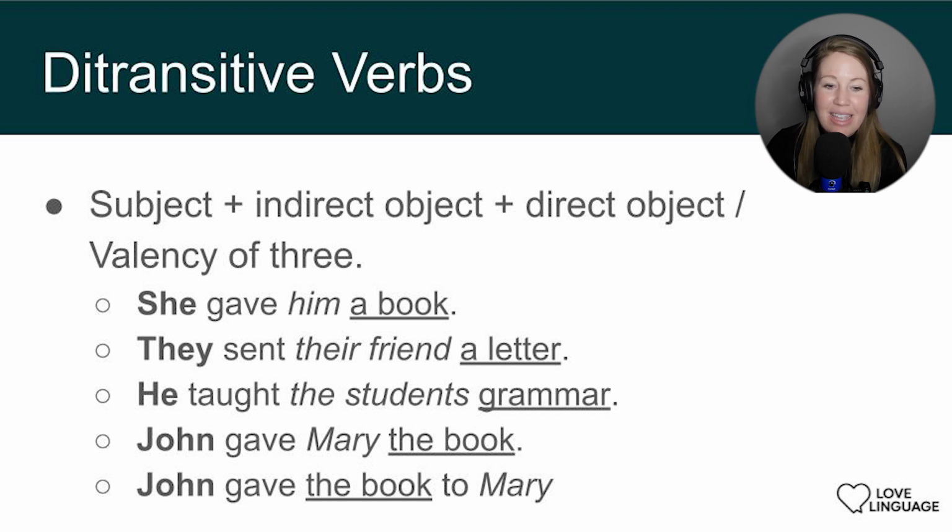Now notice the slightly different word order in the last example. John gave the book to Mary. Here the direct object comes first, followed by the indirect object, introduced with the preposition to. So this is just a different syntactic structure called the prepositional indirect object. But the valency is still three. The verb still needs a subject, a direct object, and an indirect object. The slots haven't changed. So whether you say John gave Mary the book or John gave the book to Mary, the verb's valency, three arguments, is still the same.